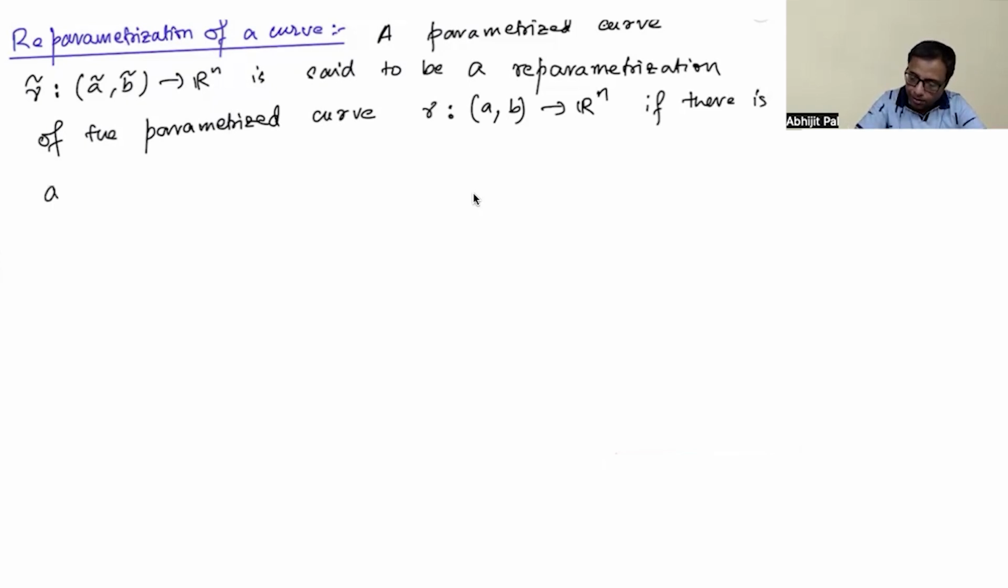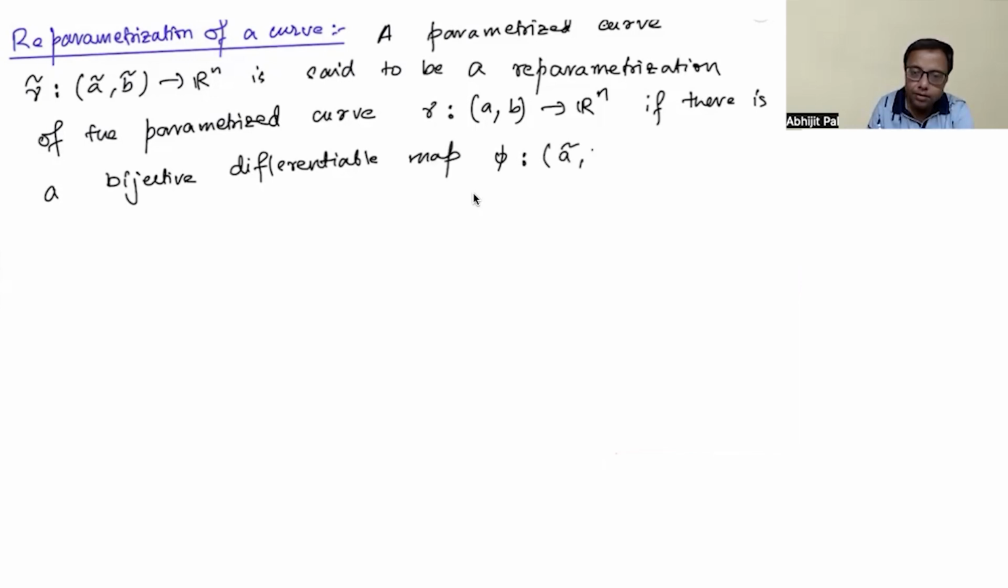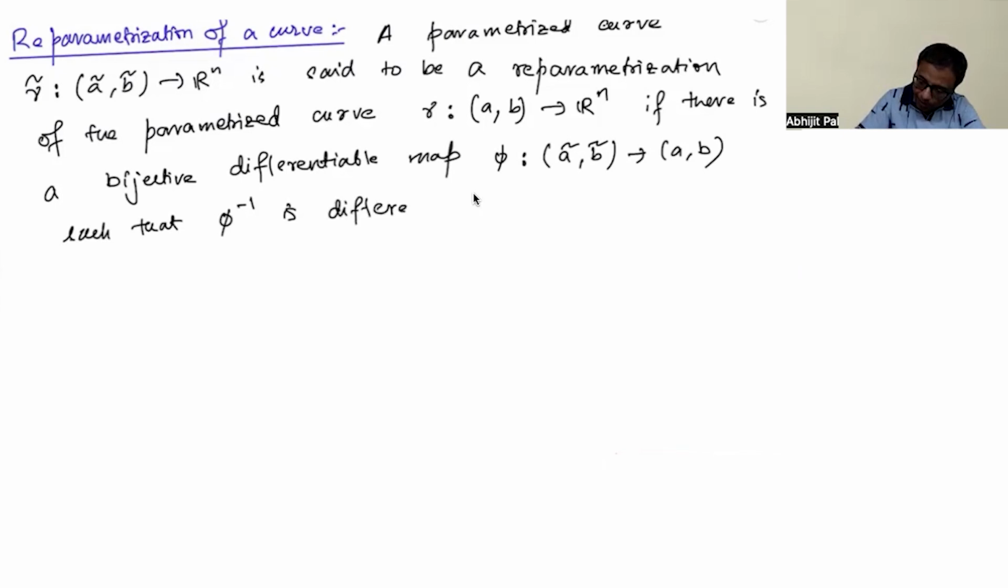phi from this interval a tilde b tilde to this open interval ab such that this phi inverse is differentiable, and gamma tilde of t tilde is equal to gamma of phi of t tilde, for all t tilde belonging to this interval a tilde b tilde.